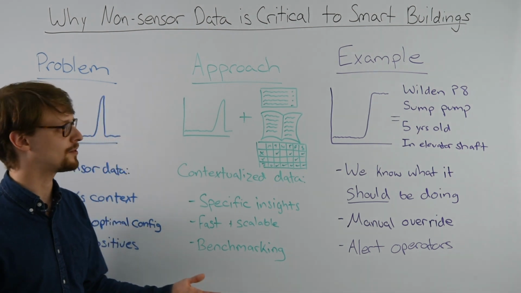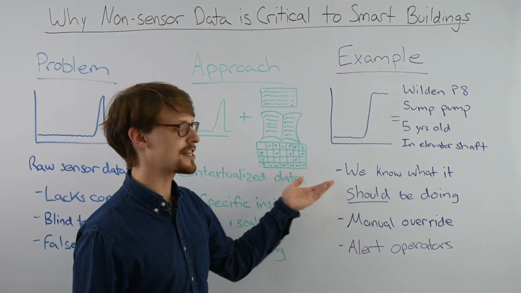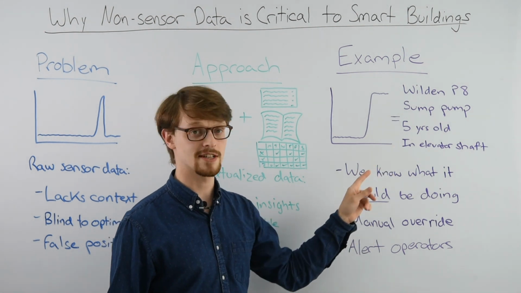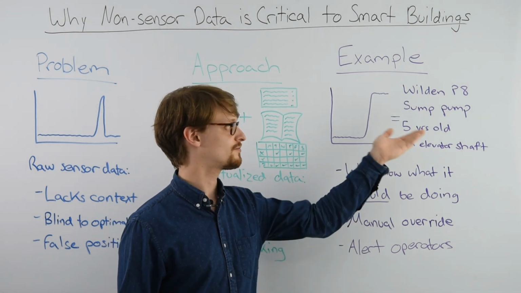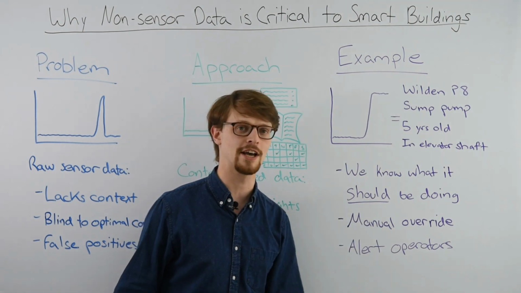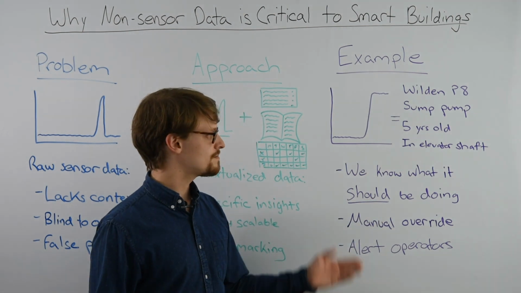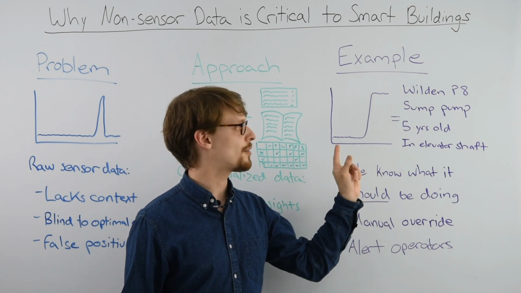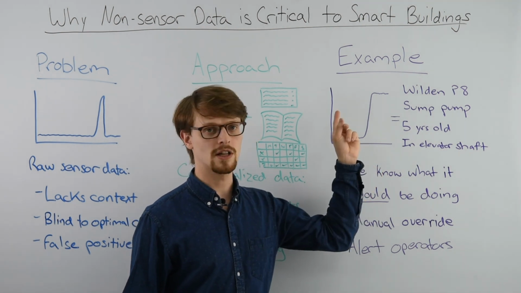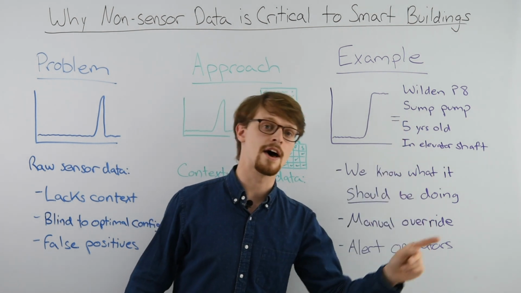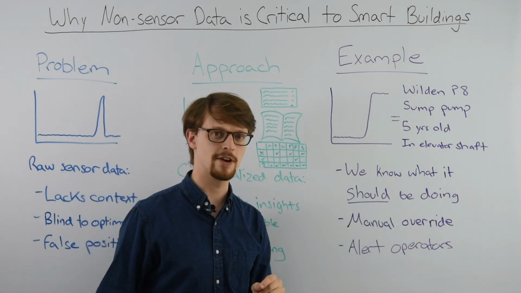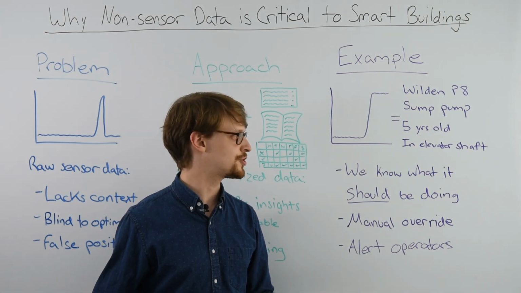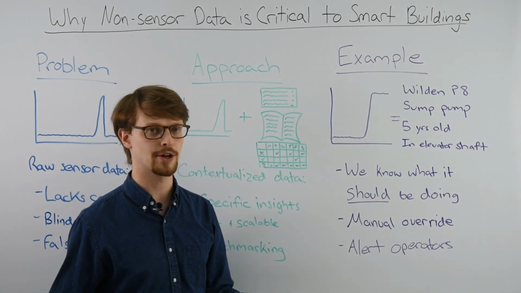So here we have an example where we've combined the sensor data and the non-sensor data. We're able to say, because of the non-sensor data, that this is a sump pump, a Wilden P8, and it's 5 years old, in the elevator shaft. Now, just this sensor data by itself, it might be hard to say what's going on. But now we know it's a sump pump. It goes online, but stays on. Now that tells us it could be a very bad thing. It could be the basement flooding. And that could lead to massive damage to your building.